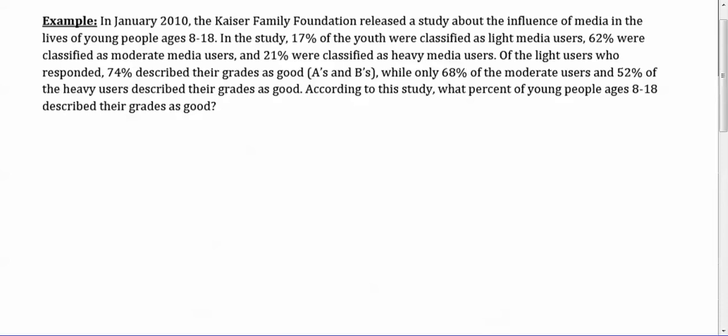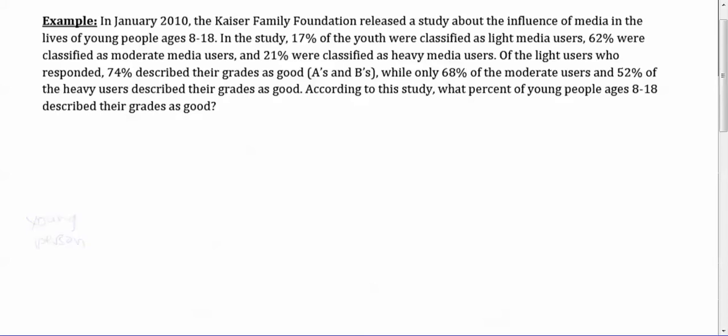Of the light users who responded, 74% described their grades as good, while only 68% of the moderate users and 52% of the heavy users described their grades as good. According to this study, what percent of young people describe their grades as good? I'll get you started on this one.